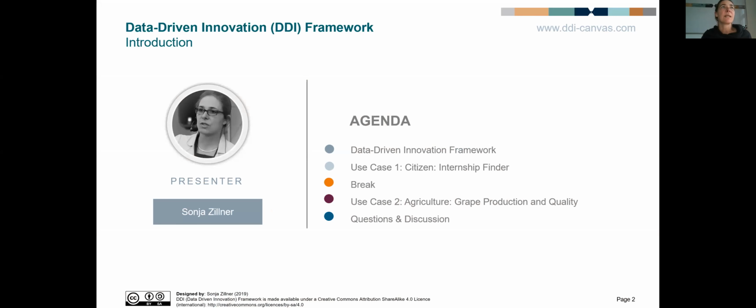We have several panelists. So I will give you at the beginning a short introduction to the data-driven innovation framework, which we have developed in the context of the BDVe project, which is the coordination support action of the Big Data Value Association. In order to give you a practical idea of how to use it and benefit from this framework, we thought the best thing is to do it along concrete use cases. So first we will talk about a use case addressing the needs of citizenship. It is about an internship finder.